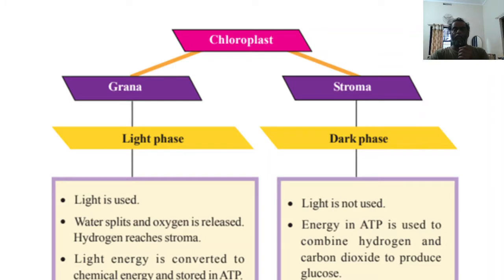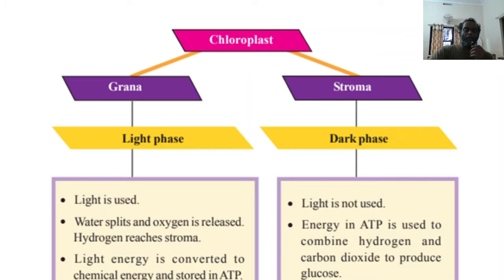So let us compare the two stages. All the reactions take place in the chloroplast. In the chloroplast, there are two distinct regions, grana and stroma. The light phase takes place in grana and the dark phase takes place in the stroma. What are the features of the light phase? Light is used, and in this stage water is split into hydrogen and oxygen, and oxygen is expelled out.